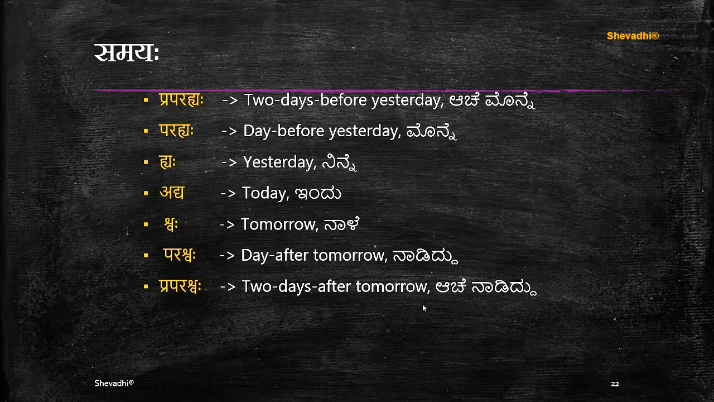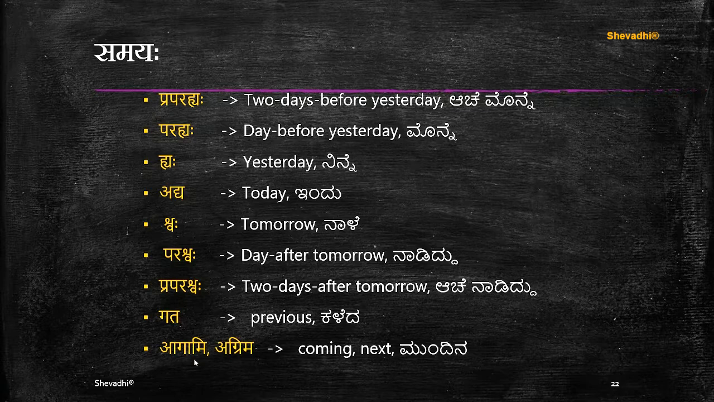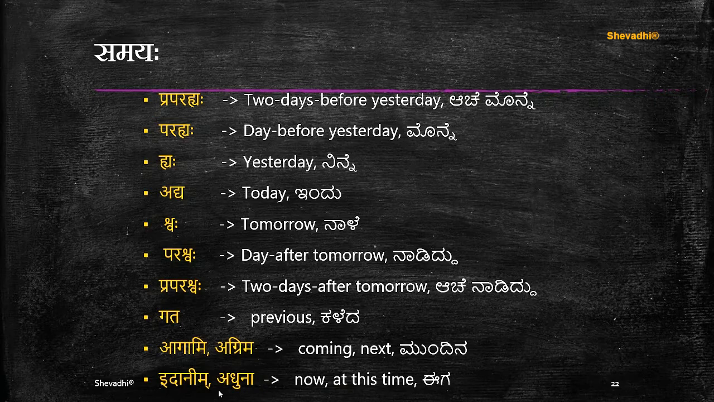Gata, gata means previous. Agami or agrima, that is coming or next. So along with the other relative terms that we have here, these are also important. Just for example, you can say gata masa, gata dina, agrima dina, agrima mase, things like that. You can use such words as well. And idanim or adhuna, now or at this time. So these will all come in handy in answering some questions while making sentences. So remember these words.